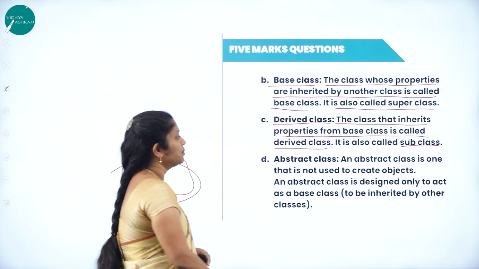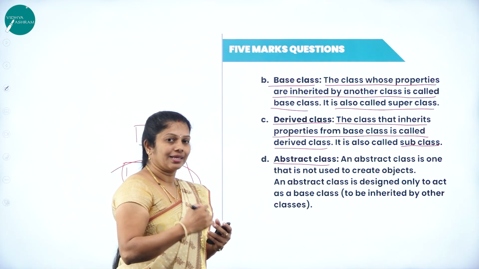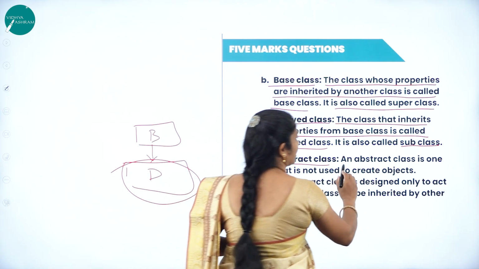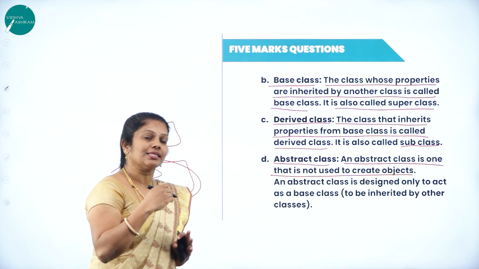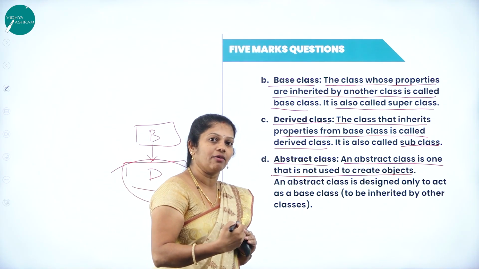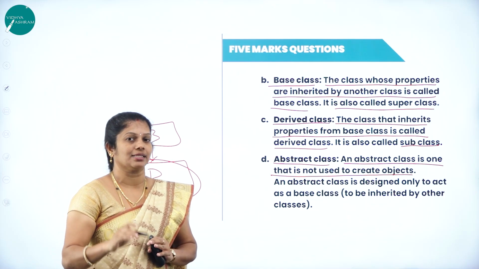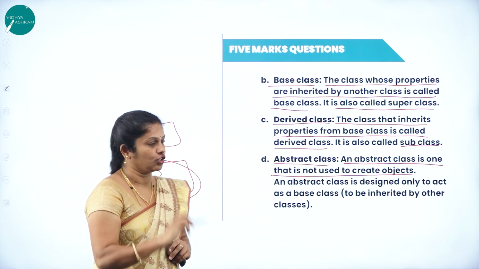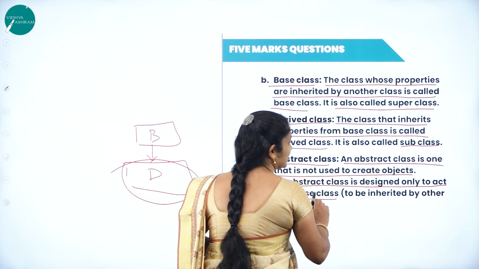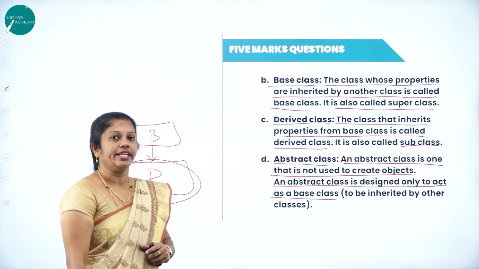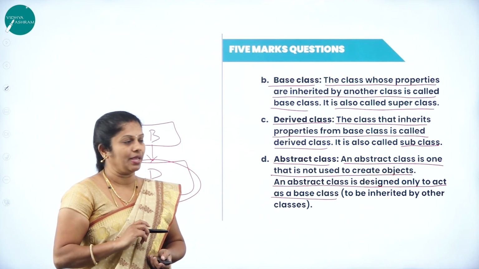And the next one is abstract class. An abstract class is one that is not used to create objects. It acts like a base class. From that we can create a derived class, but from that we cannot create an object of the class. It acts just like a base class, but we are not able to create any objects of it. An abstract class is designed only to act as a base class.